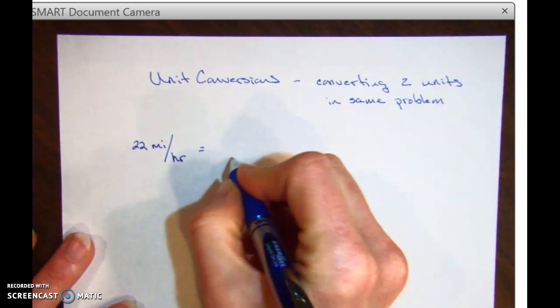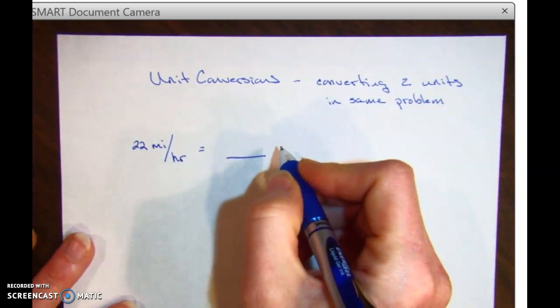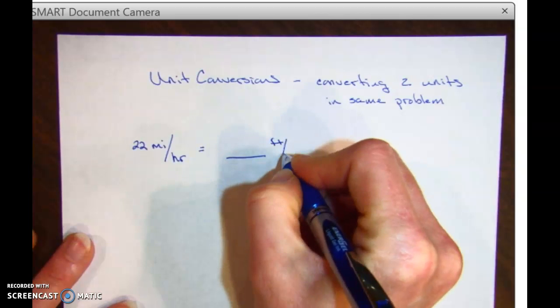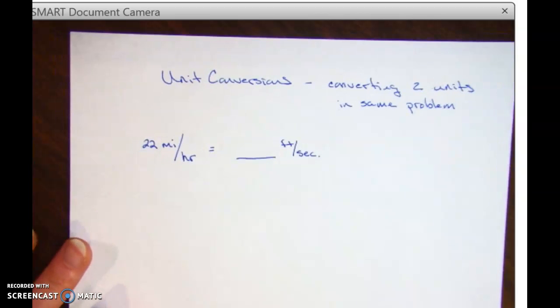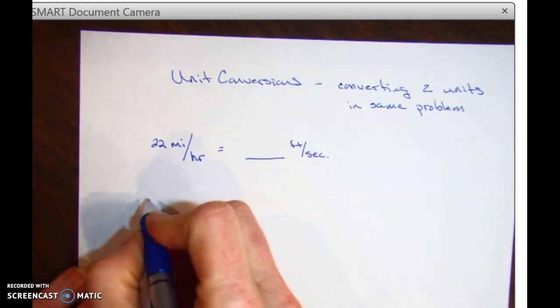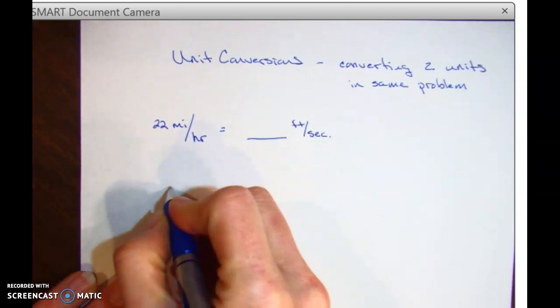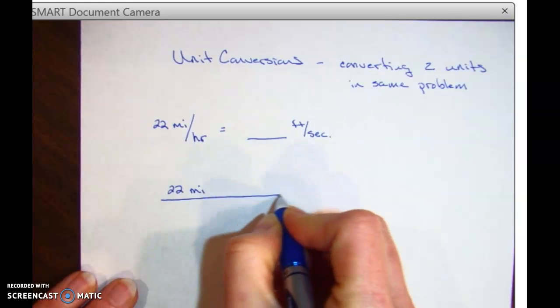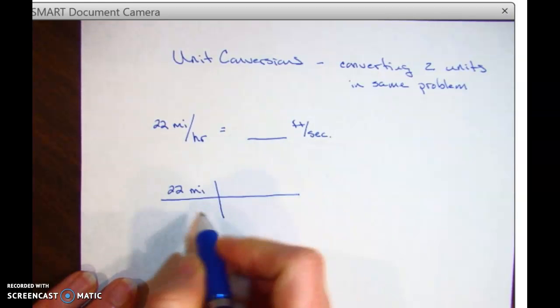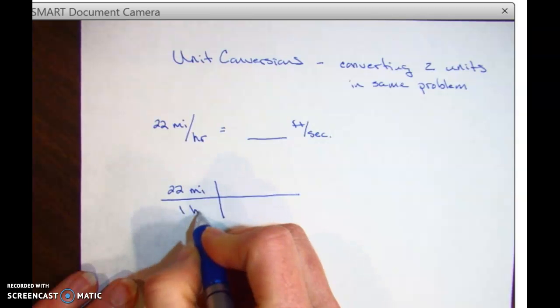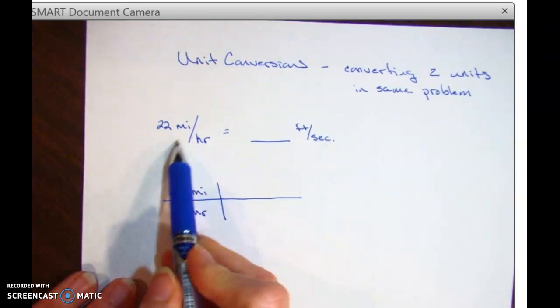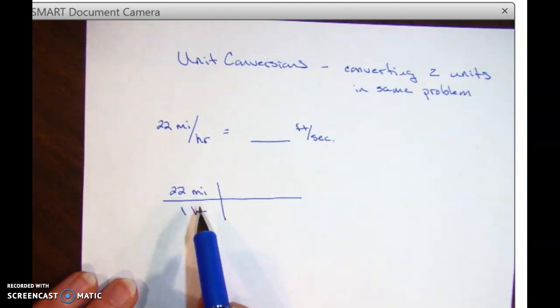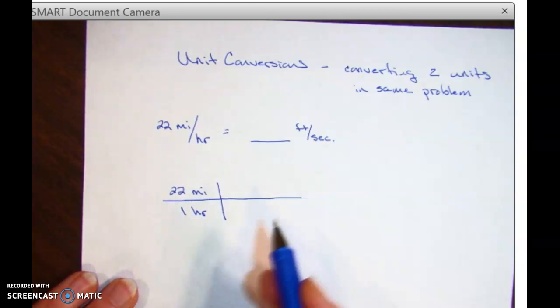So if you wanted to change this and see how many feet per second this is, you're going to set it up like this. Start with your 22 miles, start a train track. It's 22 miles per 1 hour. That is simply this number written as a ratio or a fraction. And this is how you set it up in your train track.